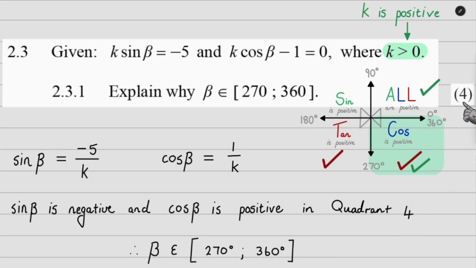And let's quickly have a look where the 4 marks come from. Okay, you get a mark for isolating cos, a mark for isolating sine, then isolating cos, a mark for a diagram, and a mark for your explanation.